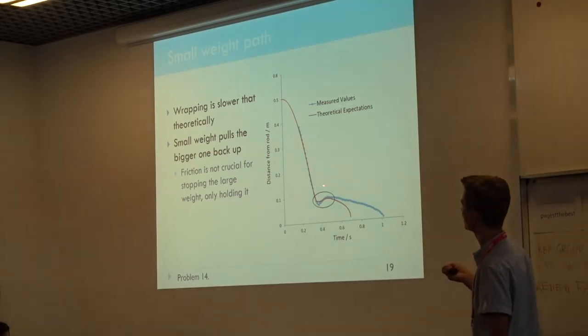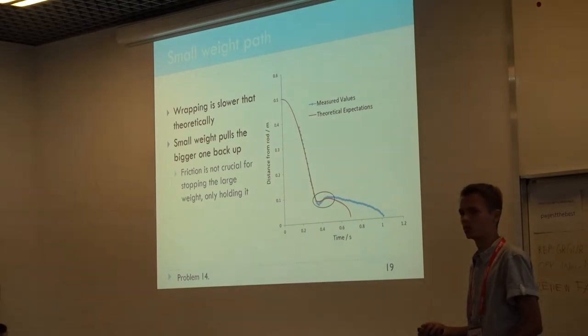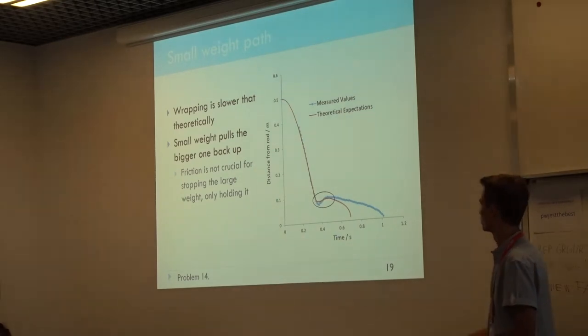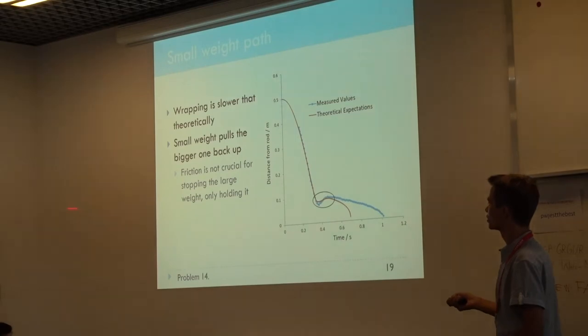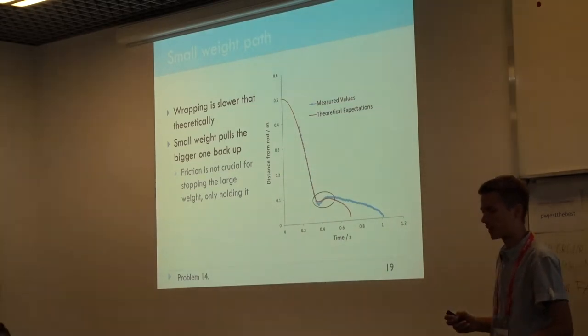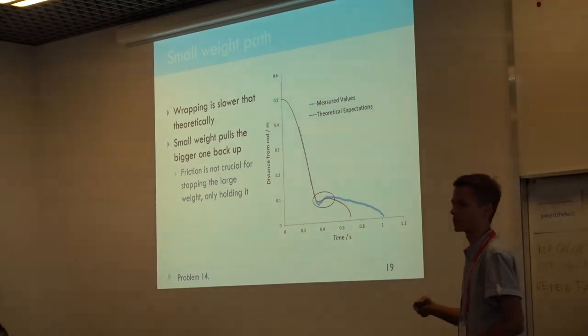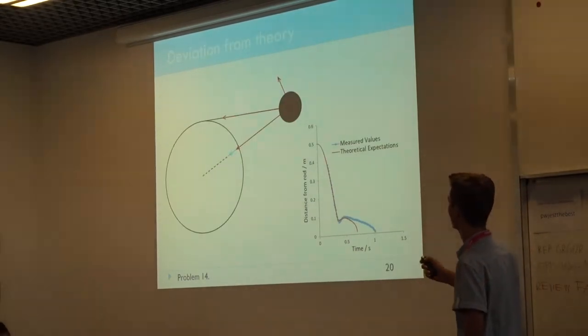I will further explain that, but there is a very interesting thing happening here, which is that the small weight actually pulls the big weight back up at one moment during the experiment, which means that actually friction is not crucial for stopping the large weight. The small weight can even pull it back, but it is crucial for holding it once it is stopped, and once both weights stop moving.